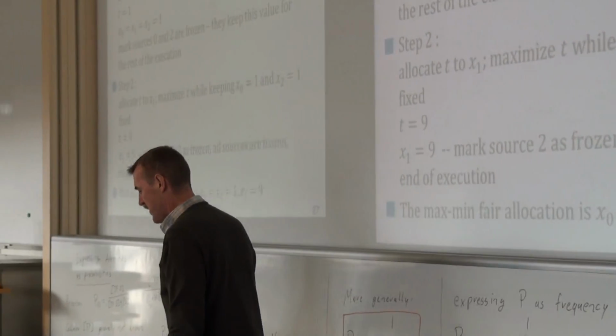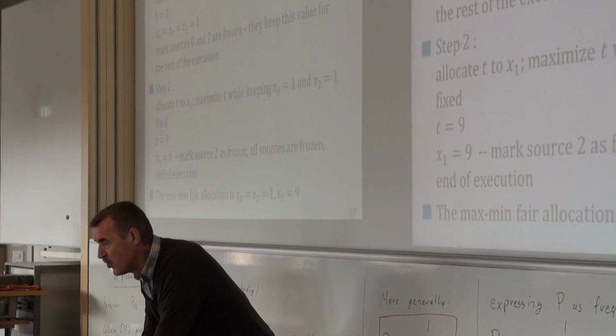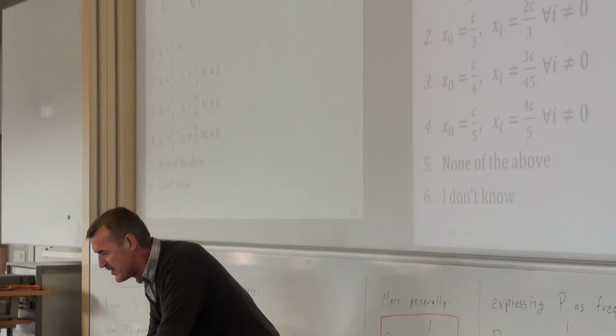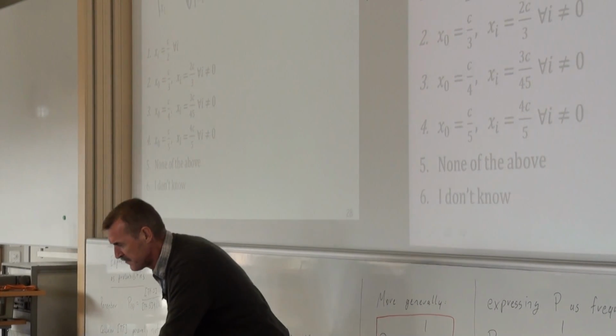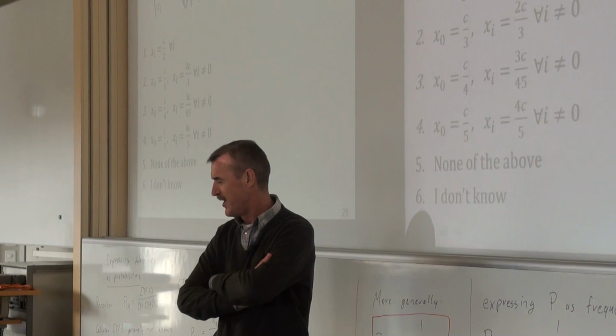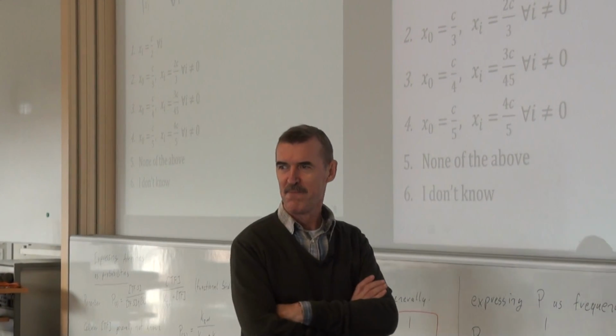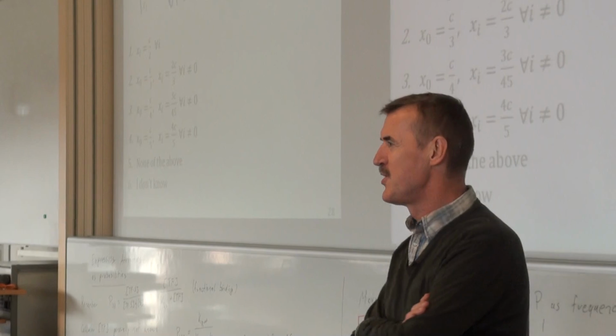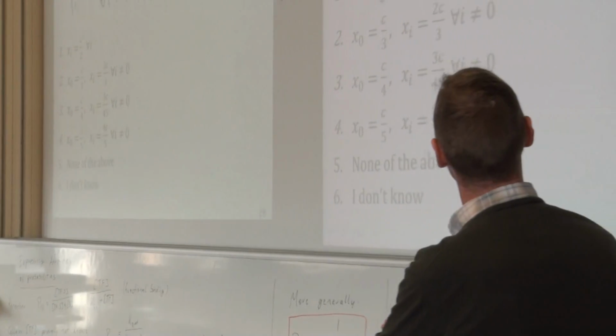Well, voila. This is one way we could think of allocating rates in the internet. Well, to check your understanding, here is a variant. What is the max-min fair allocation in this example?